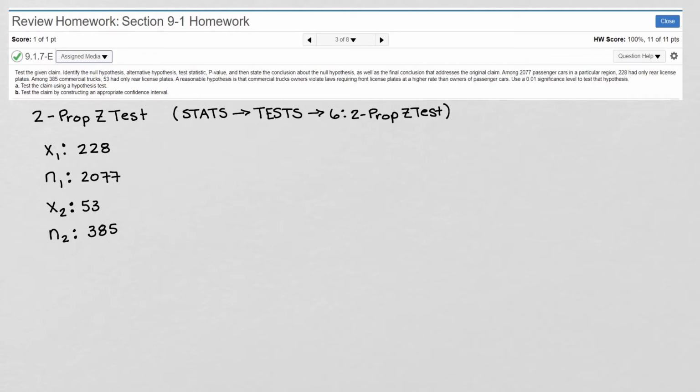And then we're going to choose the alternative hypothesis, and that is that P1 is less than P2. And that's because we have the cars listed first in the problem. So this is about cars. This is about trucks. So since they said that trucks have a higher rate of violating the law, we want P2 to be greater than P1. And then you can choose calculate or draw, whichever one you prefer.